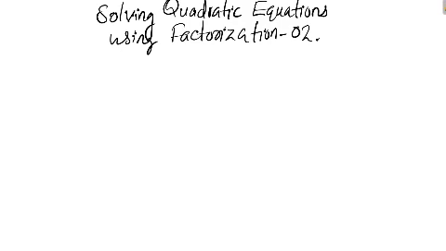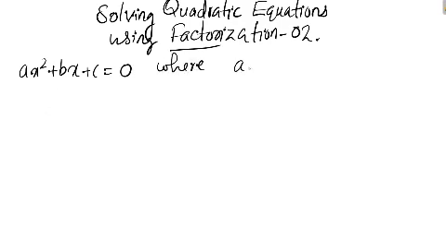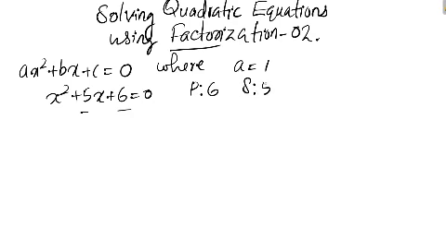In the first part, we discussed solving quadratic equations of the type ax square plus bx plus c is equal to 0, where a is equal to 1. For example, x square plus 5x plus 6 is equal to 0. We have to find two numbers whose product is 6 and sum is 5, and we know 3 and 2, whose product is 6 and sum is 5.